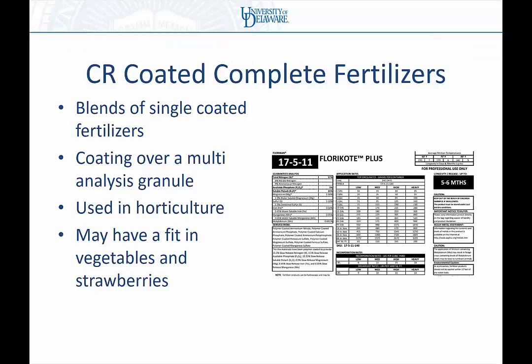Folks that work with the greenhouse and nursery industries do a lot of coated complete fertilizers, where they take a fertilizer granule that has multi-nutrient sources in it, and then they'll coat that. There are literally dozens and dozens of formulations out there for the nursery and greenhouse industry, probably too many. Some of these companies, if you are big enough, will design whatever you want. These have some fit in vegetables and strawberry and certain fruits, very little fit in agronomic crops, way too costly.